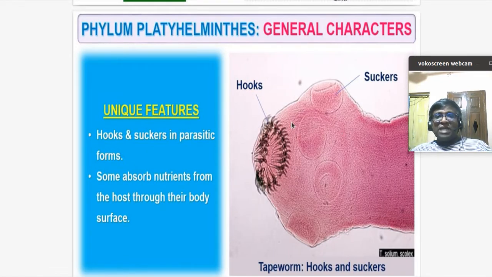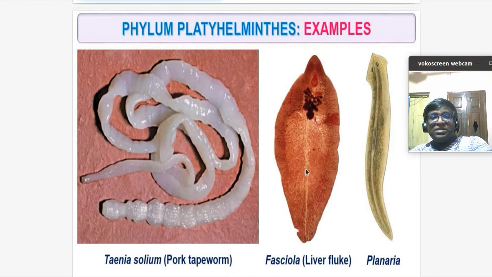Platyhelminthes. The other unique feature is the hooks that are found on this tapeworm, and suckers. Even it is found in case of liver fluke. The parasites have the hooks and suckers, which help them to hold on to the intestinal walls, and this also helps them to absorb nutrients from the host through their body surface.